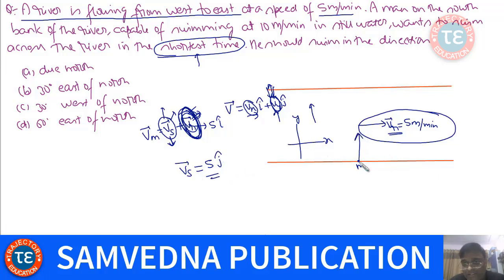So the man should swim in this direction, though he will go like this, but his own velocity should be in this direction, right? His net velocity will be in this direction because VR will get superimposed on it, but his own velocity should be completely perpendicular to the bank. So he should go due north. That should be your answer.